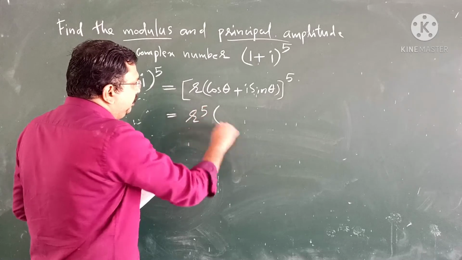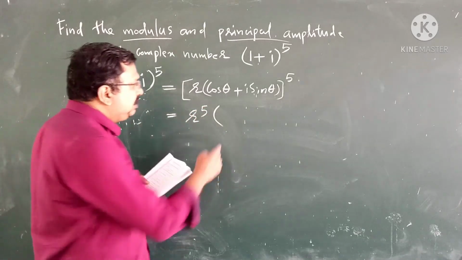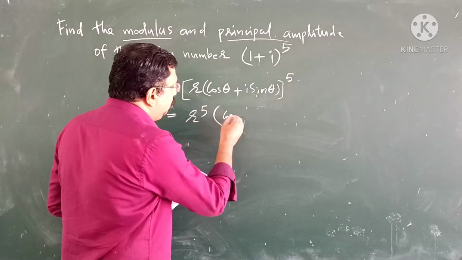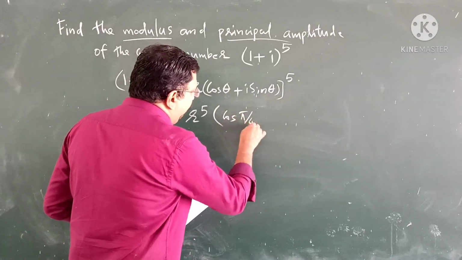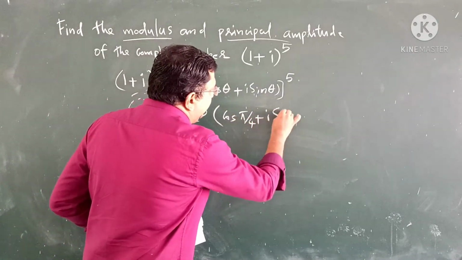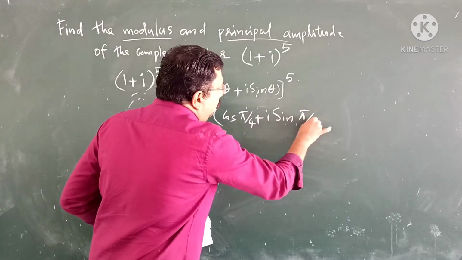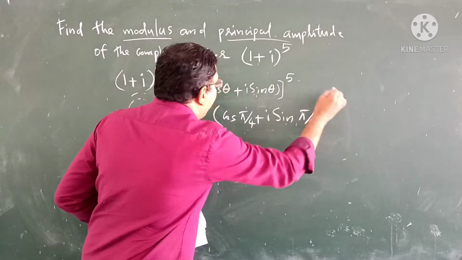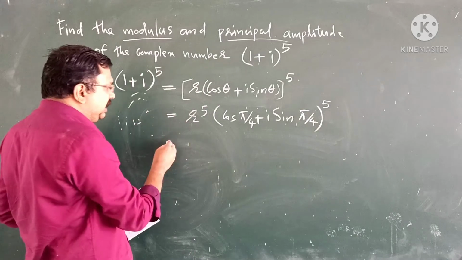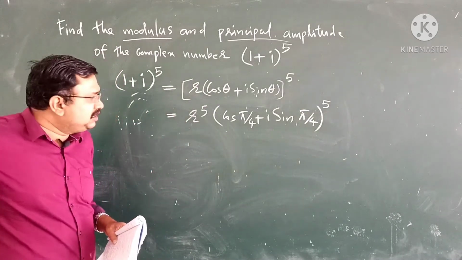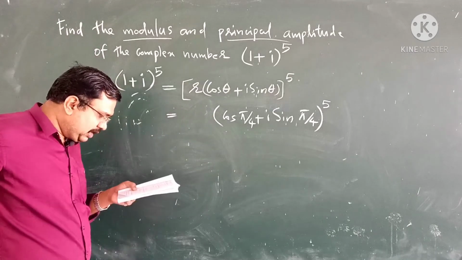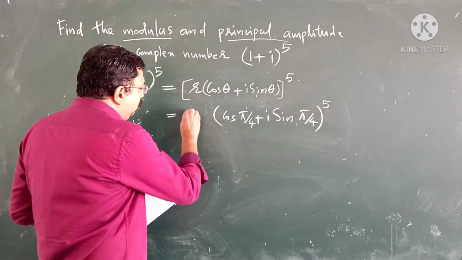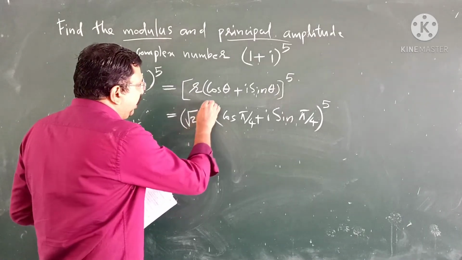R raised to 5, what is our theta? Theta is pi by 4. So we have cos pi by 4 plus i sin pi by 4, the whole raised to 5. What is r? R is root 2. Therefore this can be written as root 2 raised to 5.